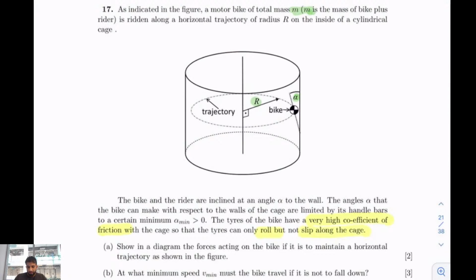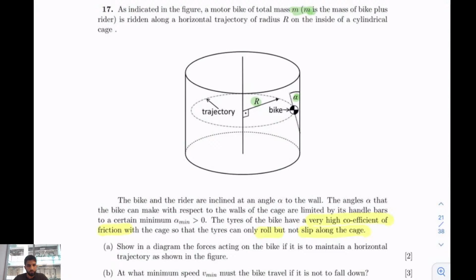So what this means is that you have your bike here, the tires are in contact with the wall at that point, and it's as if they are stuck onto the wall. It's as if they're attached to the wall. They're not going to be sliding. They will be just rolling along the walls. So that will be important when we look at the force diagram on the bike.